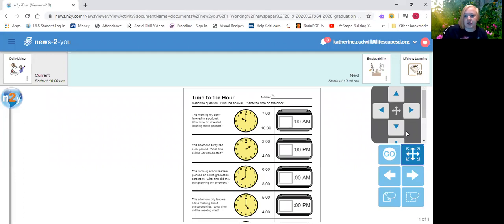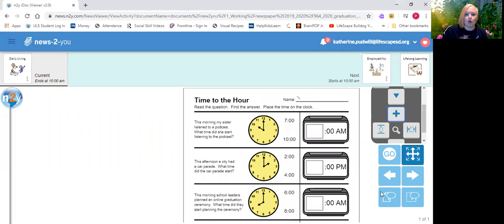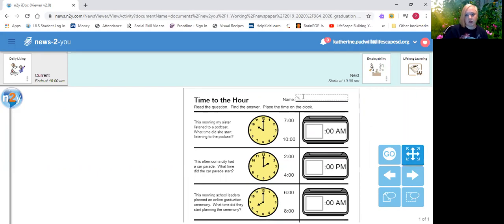So this is the worksheet we're going to do today. This is something that I mailed you. We're going to do time to the hour. So we're going to put our name at the top of the page first, and then we're going to read the instructions. Read the question, find the answer, place the time on the clock.